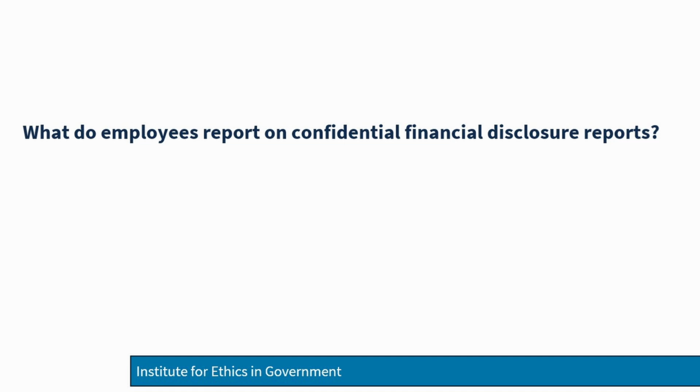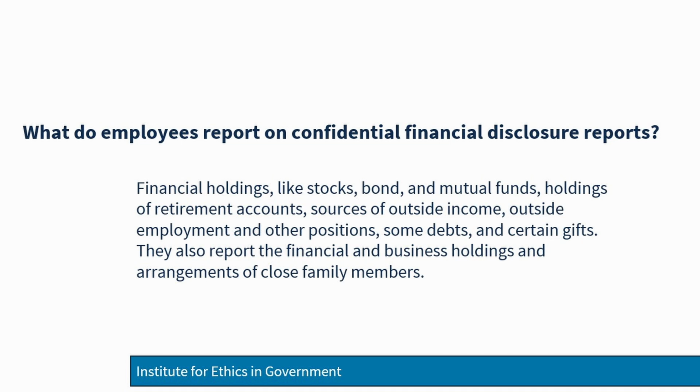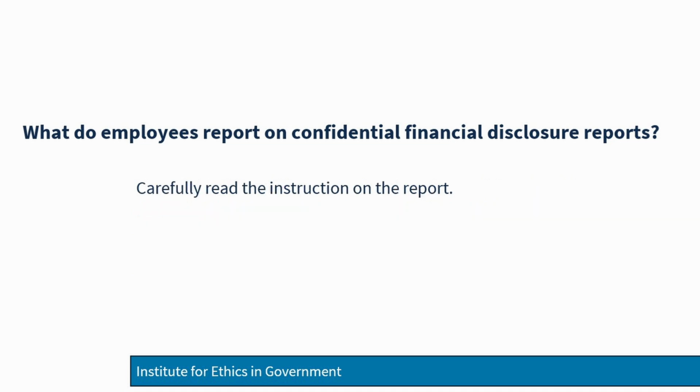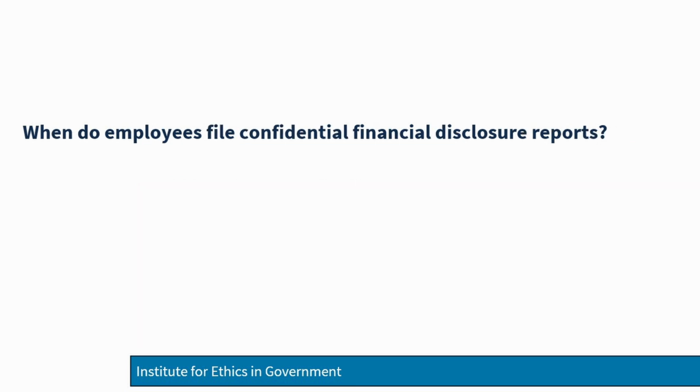What do employees report on the OGE Form 450? They report their financial holdings, like stocks, bonds, and certain mutual funds, the holdings of retirement accounts, sources of outside income, outside employment and other positions, some debts, and certain gifts. They also report the financial and business holdings and arrangements of close family members. I encourage you to read carefully the instructions on the OGE Form 450 to become familiar with what needs to be reported.